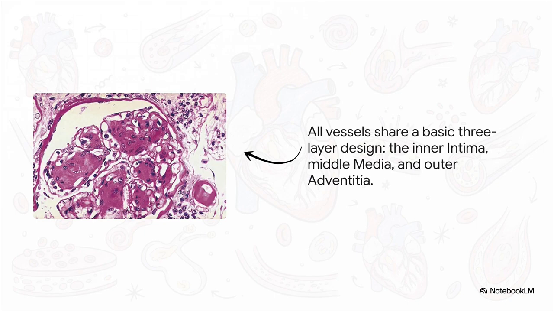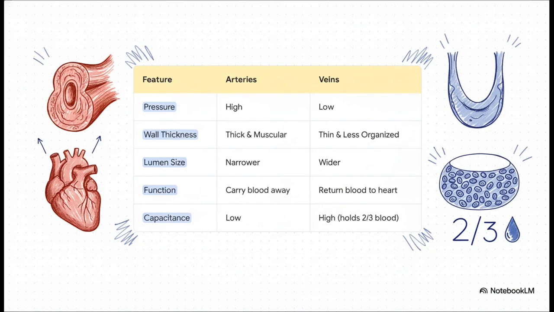And what's amazing is they all share the same basic design, a three-layer sandwich, if you will. On the inside, touching the blood, you have the intima, super important, lined with endothelial cells. In the middle, you've got the muscle, the power, that's the media. And on the outside, a protective wrapper, the adventitia. That's it. Intima, media, adventitia. Got it? Simple, no?